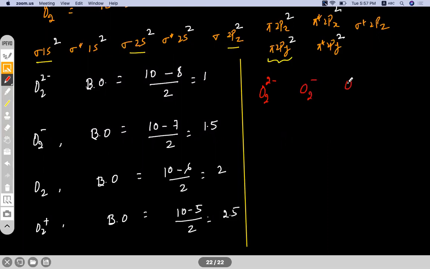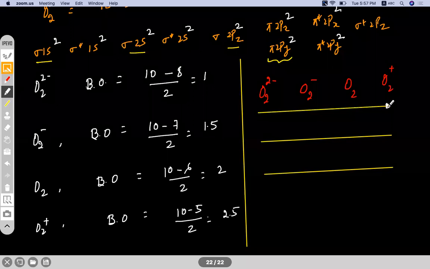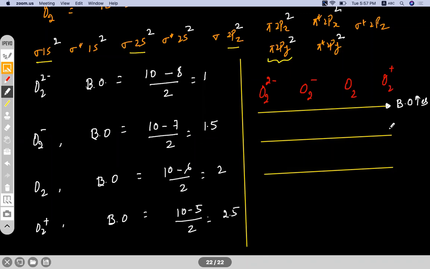O2 minus, O2 and then O2 plus. If I go left to right, these three things. If I go left to right, from O2 2 plus, the bond order increases. Bond order increases means bond strength also increases. Bond strength increases means bond length decreases, and hence the bond length increases from O2 plus to O2 minus. This is the order we have.